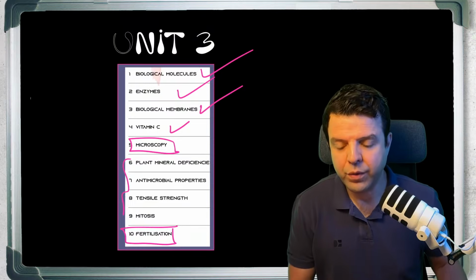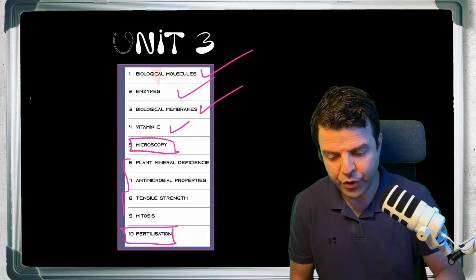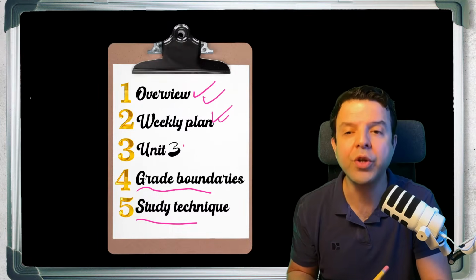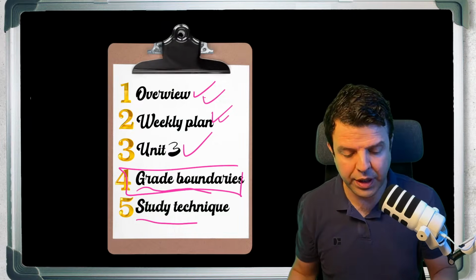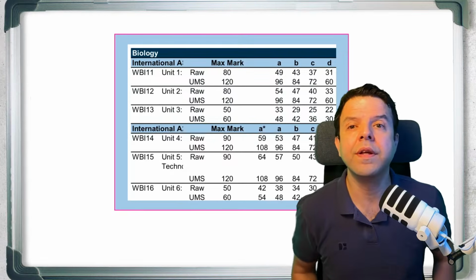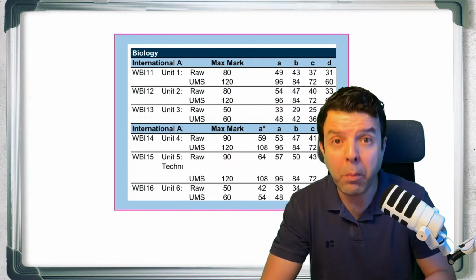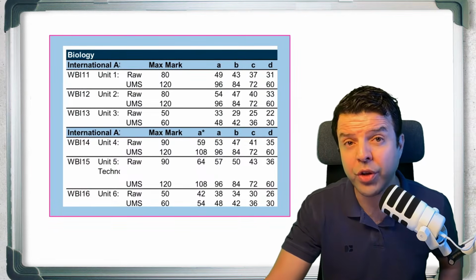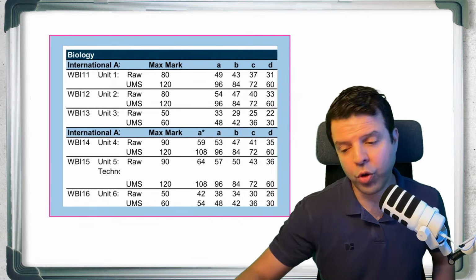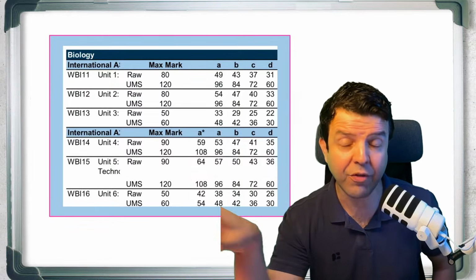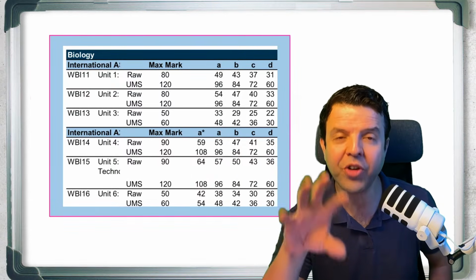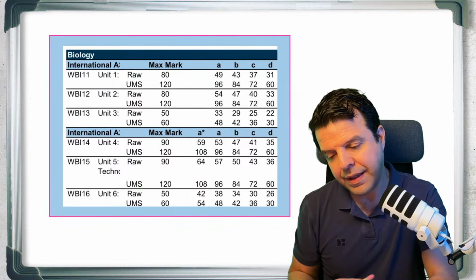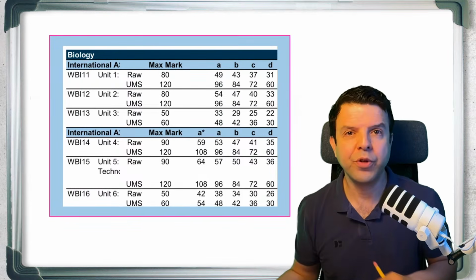So this means we're done with the first 2 parts, about the overview, the weekly plan, and Unit 3. Now I'm going to start talking about the grade boundaries. How do you make up for marks you lost in Unit 1? How much do you need to score in Unit 2 and Unit 3 so that you can get an overall A, or if you're planning on taking A-level biology as a whole, what are the marks needed so that you can score an overall A star?